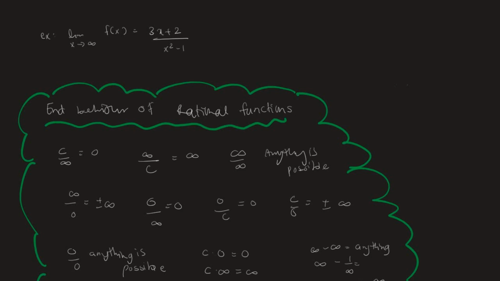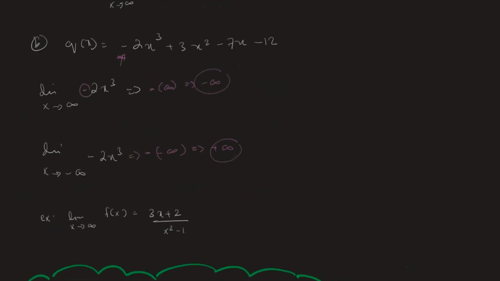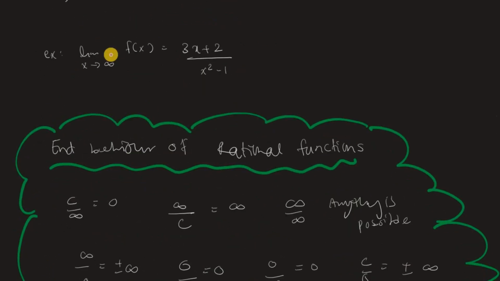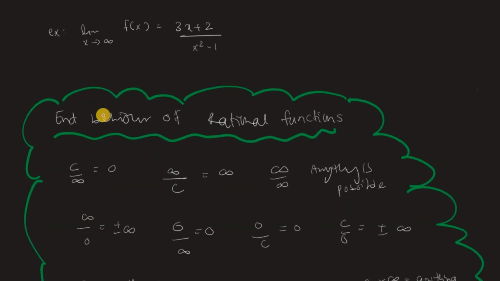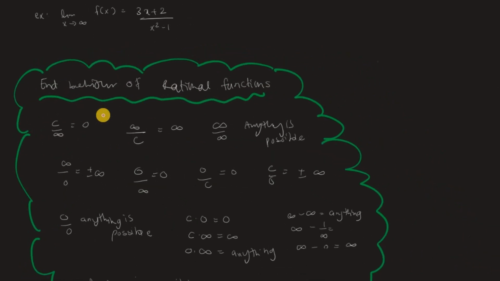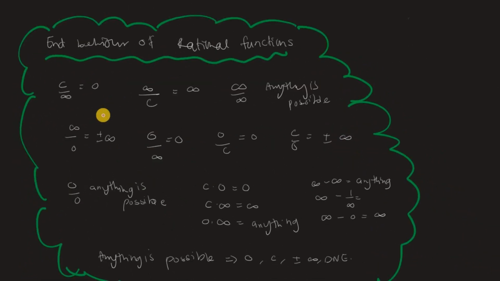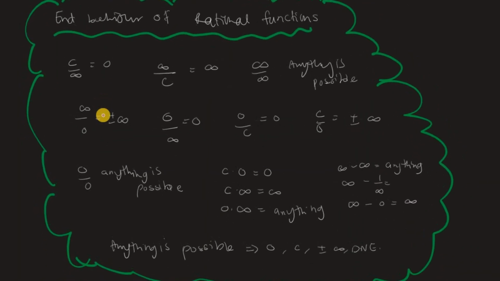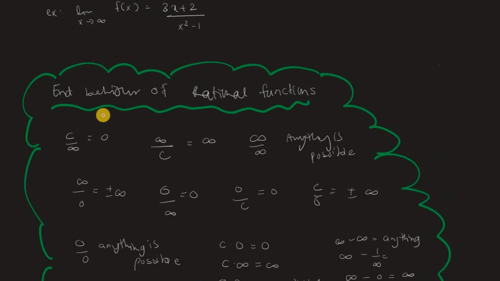So in the last video we were solving some limits at infinity problems and we were at this question over here, and before solving this question we first need to look at some end behaviors of rational functions. These are some tips that you have to know before we go ahead and actually solve them.